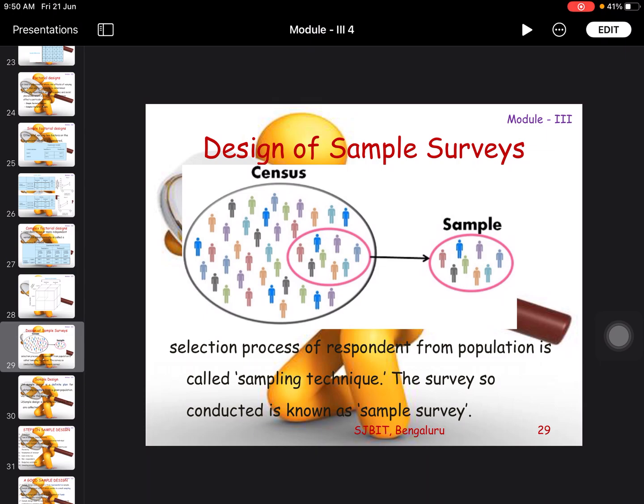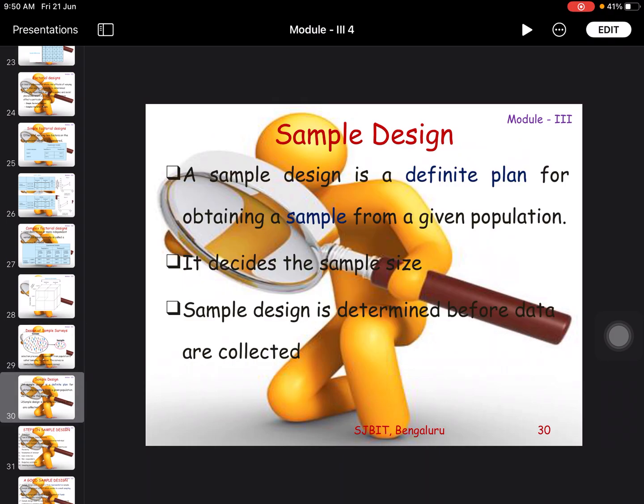The survey conducted in general is where you are trying to find the sample survey taken. So sample design is a definite plan for obtaining a sample from a given population. It decides what the sample size is. So the sample design is determined before data is collected.